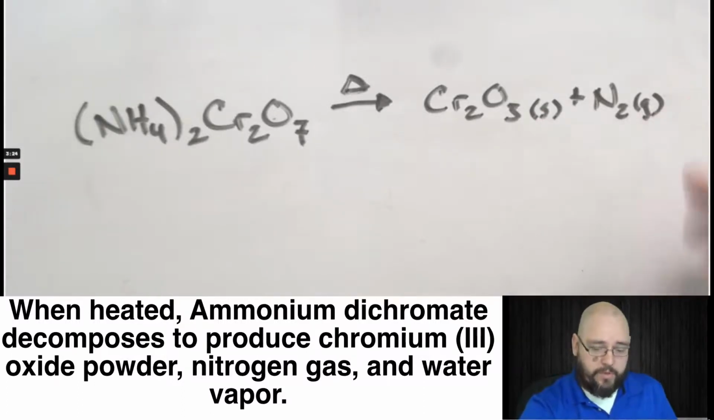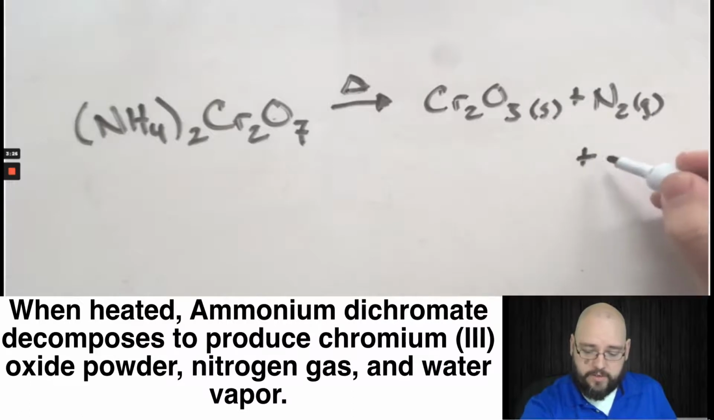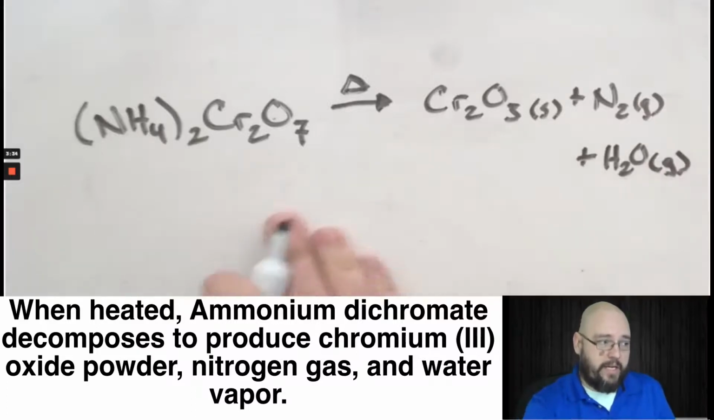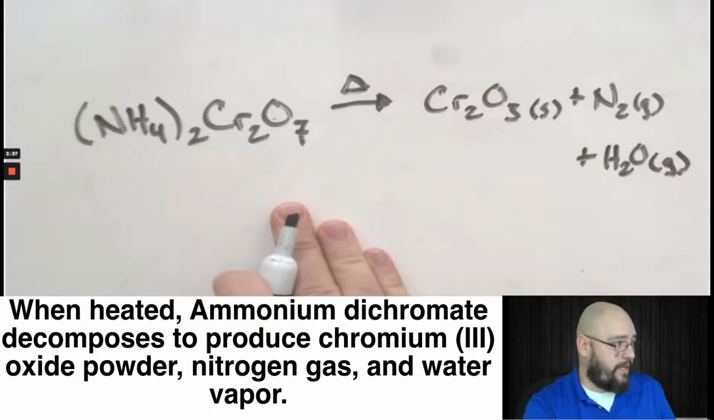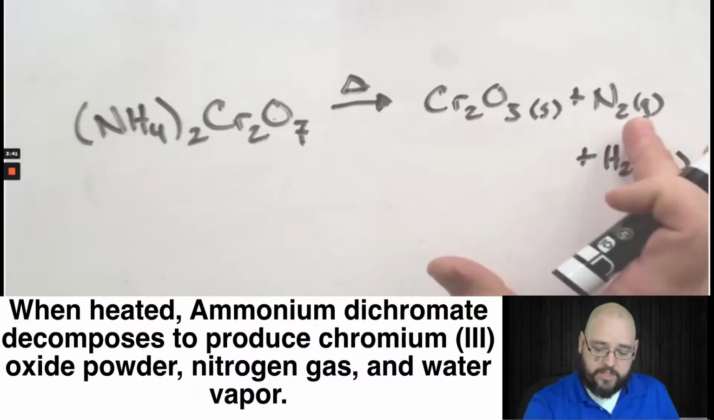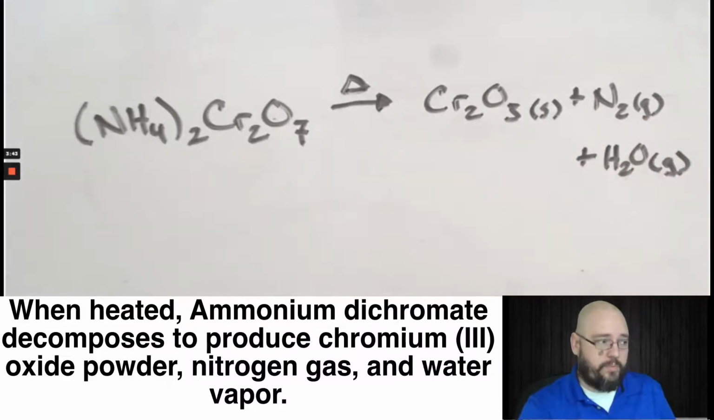Now I'm running out of room on the screen here, so I'm going to write this down here. So plus water vapor. Water is H2O, and vapor tells us that it is a gas. So I have my ammonium dichromate produces chromium(III) oxide, nitrogen gas, and water vapor. So this is the skeleton equation once again.